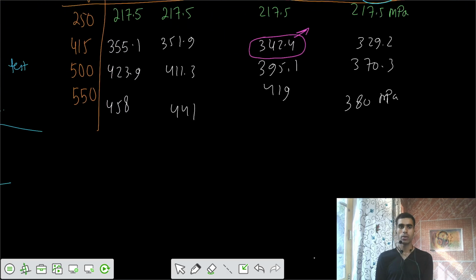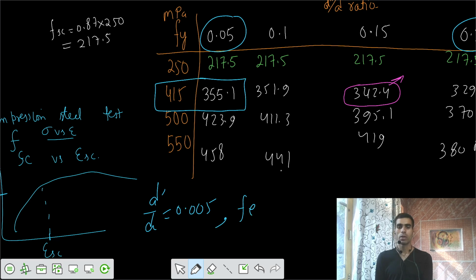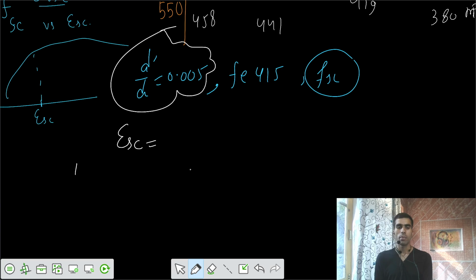Let's take a general value now. Let's talk about a particular value of d dash by d of 0.005, and I am going to study Fe415. I want to talk about how I get this FSC. At this ratio of d dash by d equal to 0.005, what is the strain in the compression steel if I am using Fe415? What is the strain at that location in the steel?